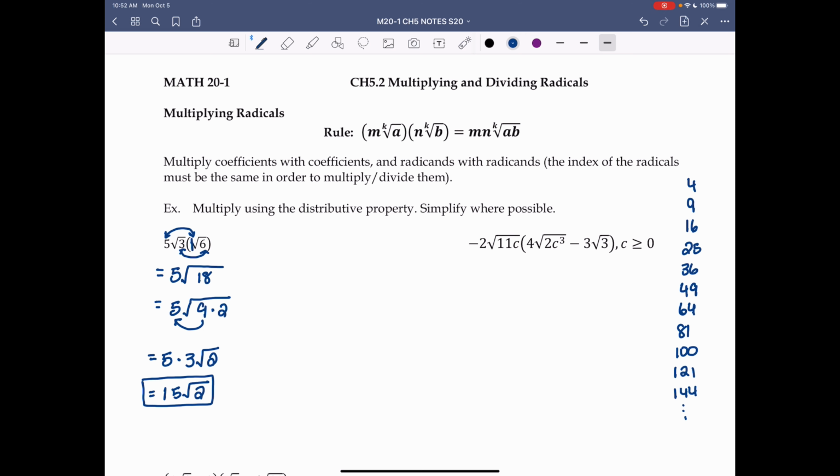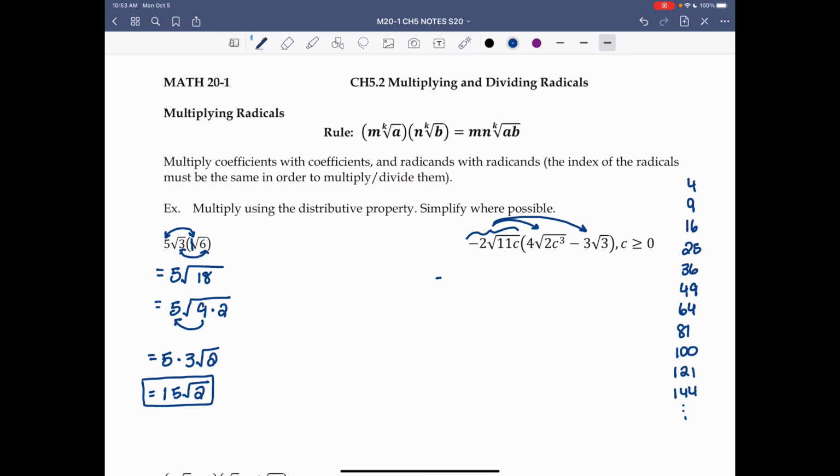Negative 2 square root 11c times 4 square root 2c cubed minus 3 square root 3. So you want to take this whole thing and multiply it into the brackets, so to each term. And it states a restriction for us, c has to be greater than or equal to 0.